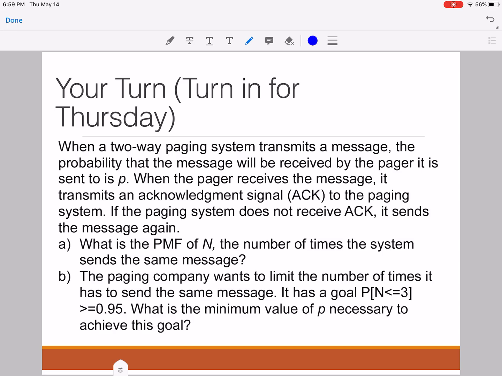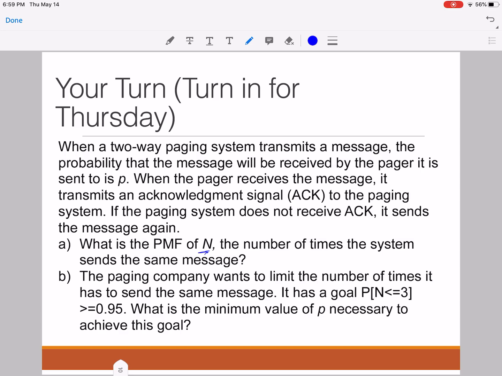When a two-way paging system transmits a message, the probability that the message will be received by the pager it is sent to is p. When the pager receives the message, it transmits an acknowledgement signal, ACK, to the paging system. If the paging system does not receive ACK, it sends the message again. What is the probability mass function of n, the number of times the system sends the same message?